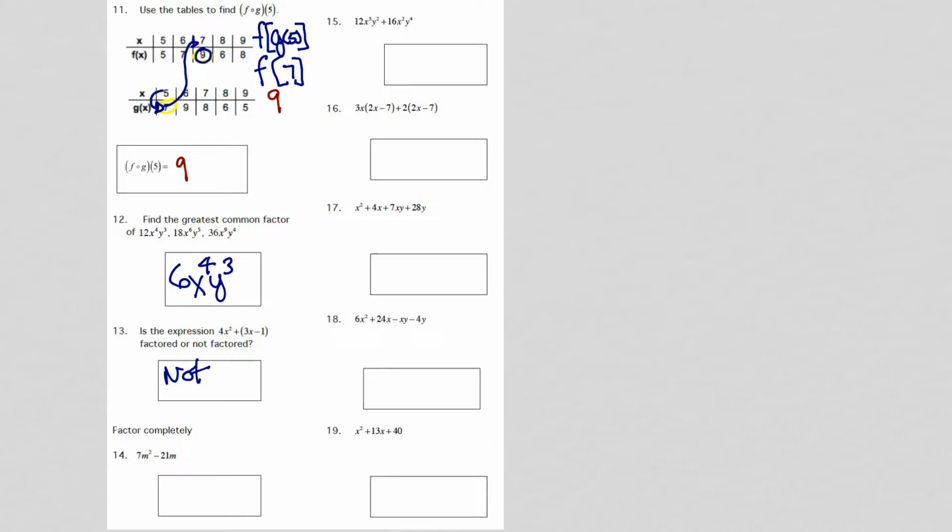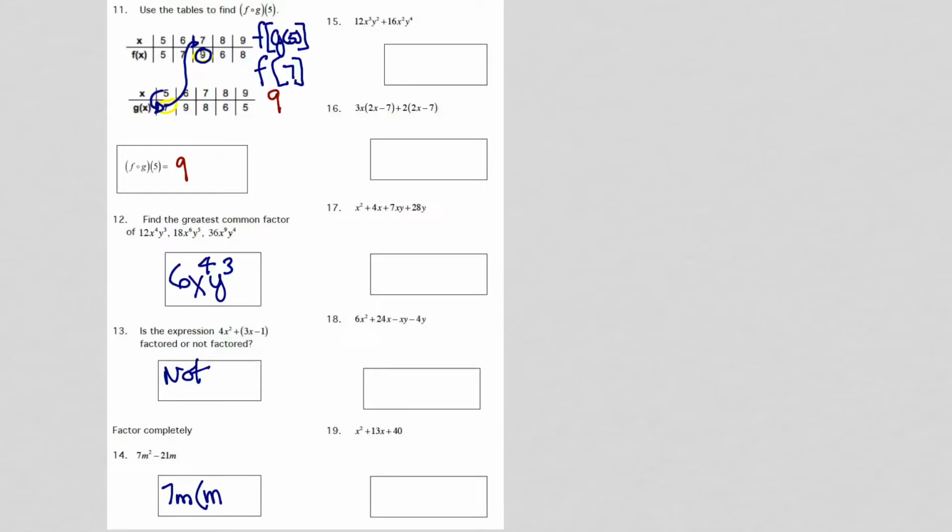Let's go to 14. In 14, what we're going to do is factor this. So what's common to both is a 7. And there's 2 m's here, and the smaller exponent is a 1. So we're going to take out a 7m. And then if we do that, what's left? Well, there was a 7. We removed it. There were 2 m's. We removed 1. So there's 1 m left.